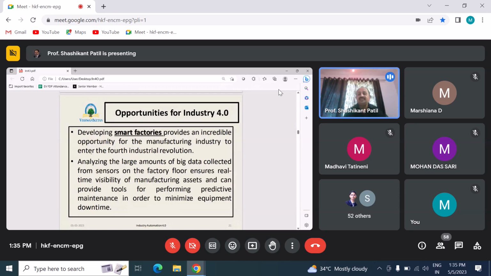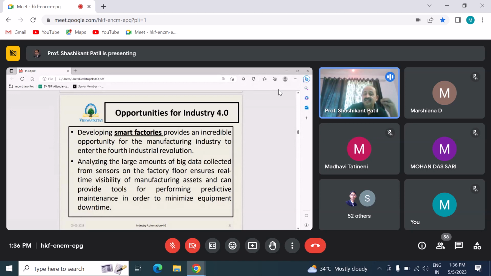Now, if you see opportunities for Industry 4.0, the first opportunity is developing smart factories, which provides an incredible opportunity for the manufacturing industry. I already told you about smart factories. Smart factories will have a setup like data collection, sensors, signal conditioning equipment, then controllers, actuators, then connectivity. For connectivity you need networks, then transmitters, receivers, then cloud will be required, as well as IoT. If you are using these technologies, then you are slowly and gradually moving to Industry 4.0. These are the core segments.